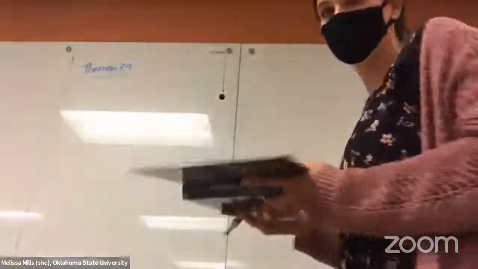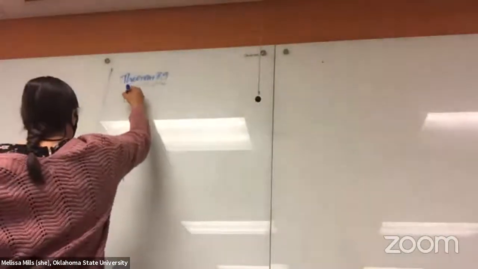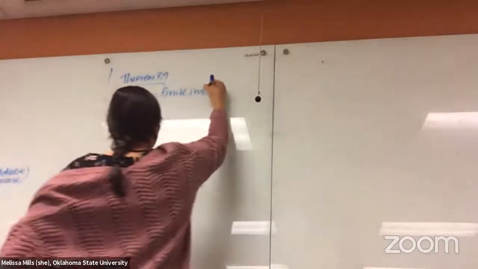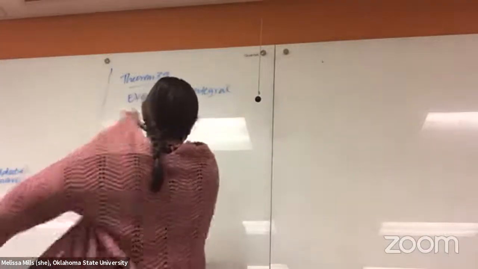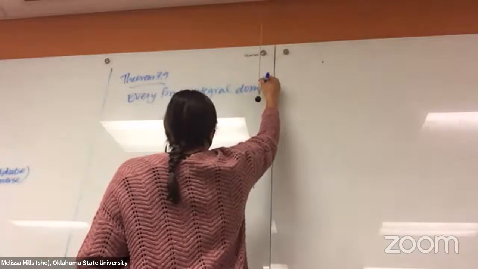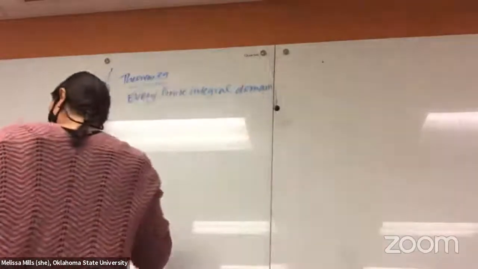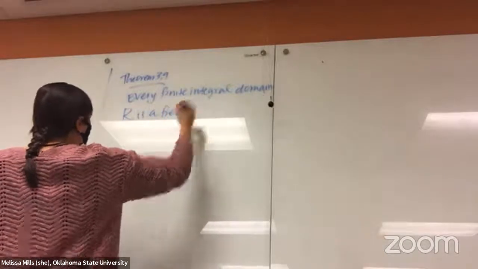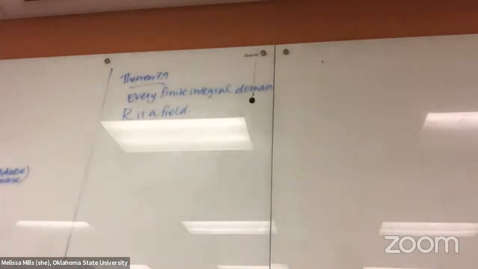Move my thing here. And I'm just really following the proofs from the book. So if... okay. Okay, so if you have a finite integral domain, then you have a field.